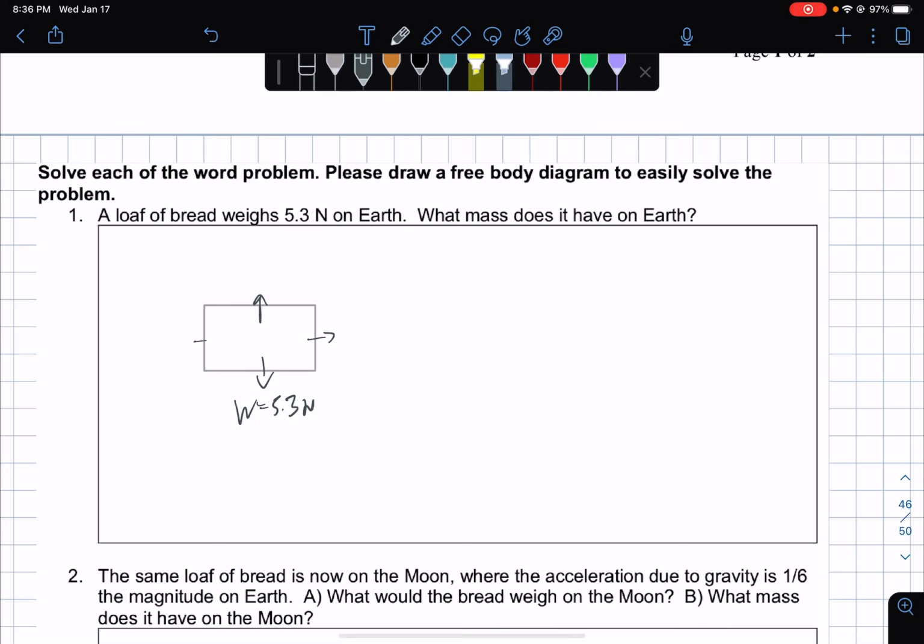Sorry about that. The normal force is, do we know that?